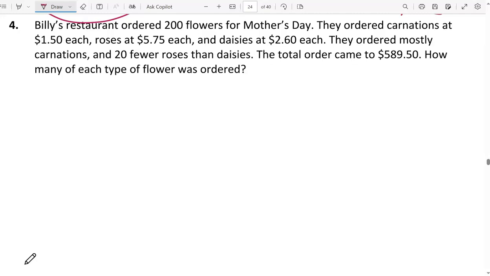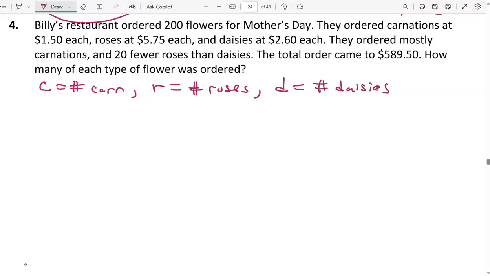So I'm going to start by letting the number of carnations equal C, and then R equals the number of roses, and then D equals the number of daisies, and they ordered a total of 200 flowers. So that means that the number of carnations plus the number of roses plus the number of daisies has to add up to 200. There's one equation. And then there's the pricing.